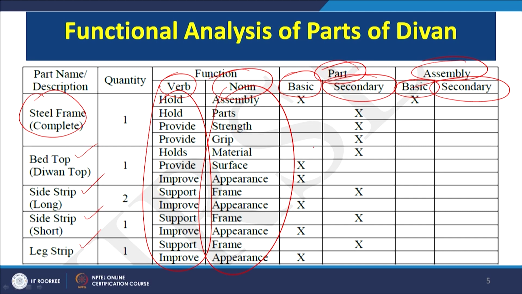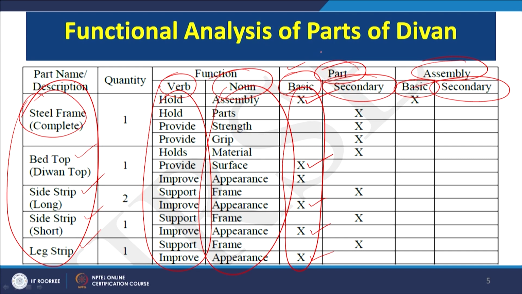So what are the basic functions? We can see that these are the parts which are satisfying the basic function. Steel frame, yes, it has a basic function. Bed top also has a basic function. Side strip has also got a basic function. Side strip short also has a basic function, and leg strip has also got a basic function. So all these parts listed here for the divan have got the basic functions.